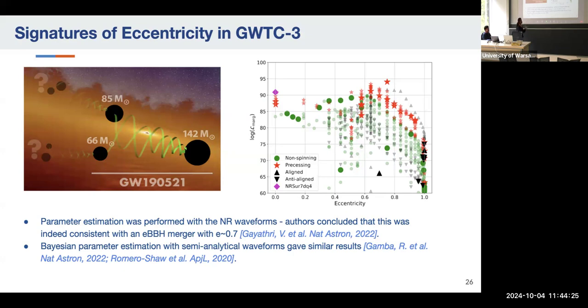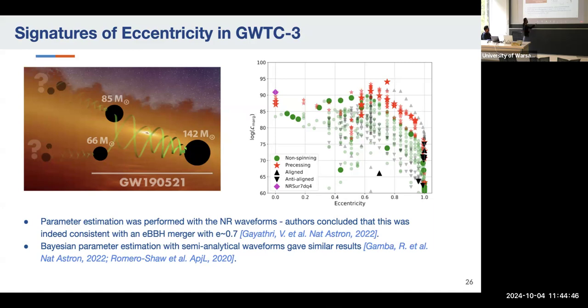So this is actually not the search. The search already provided this catalog of binaries. Then they use parameter estimation to estimate the parameters of all these binary black holes. So for this particular event, the search already resulted in some signal, and they estimated the parameters of this signal.